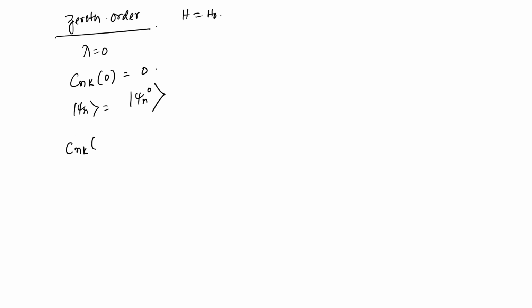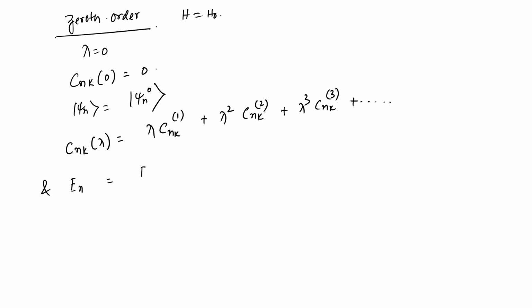The entire Hamiltonian has eigenstates psi n, which should be nothing but the unperturbed eigenstates of the system. Now, C n k of lambda has a solution which is lambda C n k 1 plus lambda square C n k 2 plus lambda cube C n k 3 and so on. Okay. And the energy will have a form which is E n 0 plus lambda E n 1 plus lambda square E n 2 plus lambda cube E n 3 and so on.